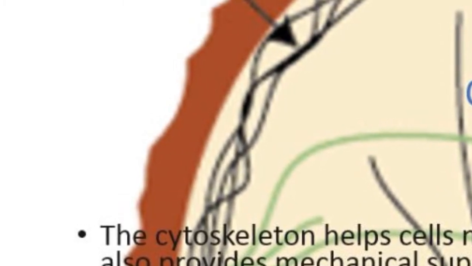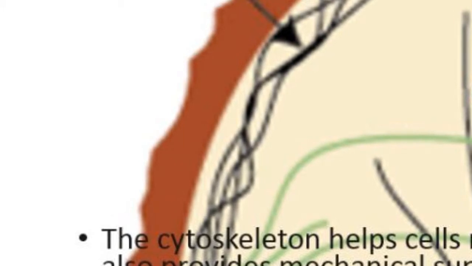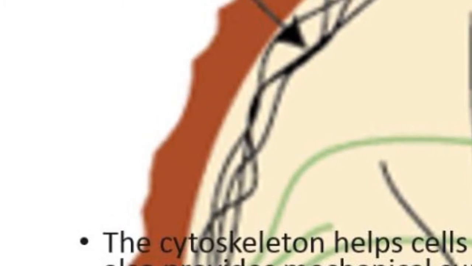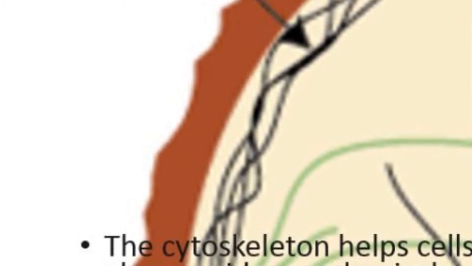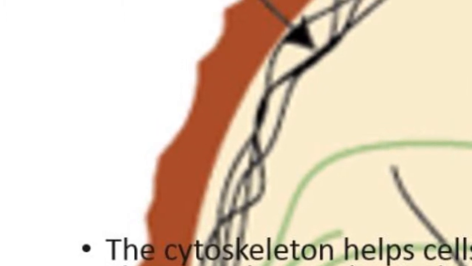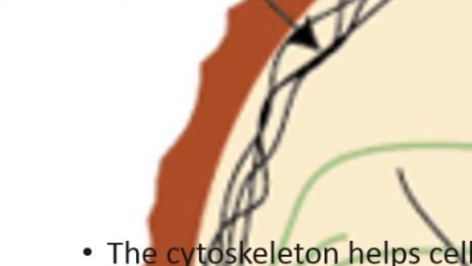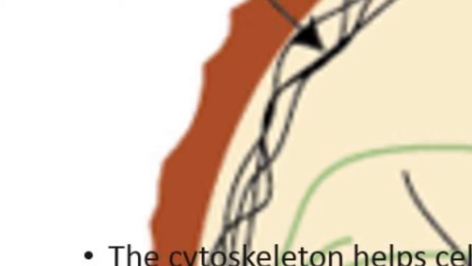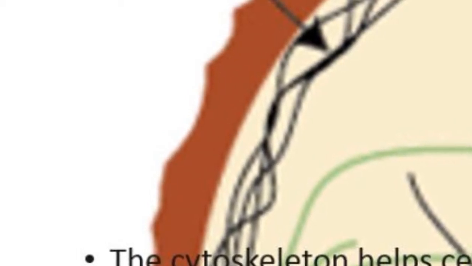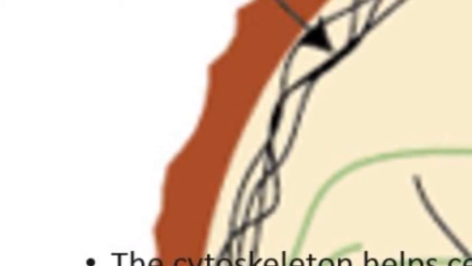The three proteins inside the cytoskeleton are actin filaments, 3 to 6 nanometers in diameter, intermediate filaments, 10 nanometers in diameter, and microtubules that are 20 to 25 nanometers in diameter.